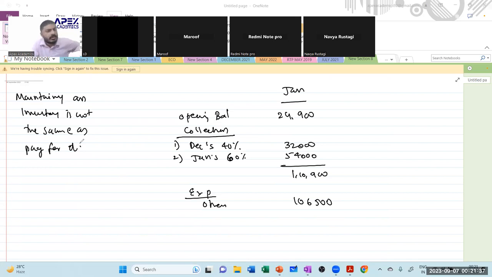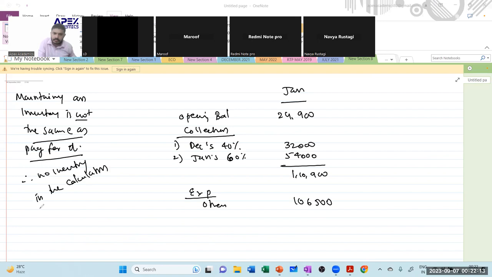You might have a rule in your house that at any point in time, you will have 5 kgs of rice, 5 kgs of wheat flour in your house so that food shortage will never happen at your home. Whatever is the challenge in life, it's your rule. Does that mean that you have purchased and paid for it? You might have taken it on credit for all I know. How does it matter? Are you understanding what I'm trying to say? So maintaining the inventory is not the same as paying for it. So here there will be no mention of inventory. Therefore, no inventory in the calculation.